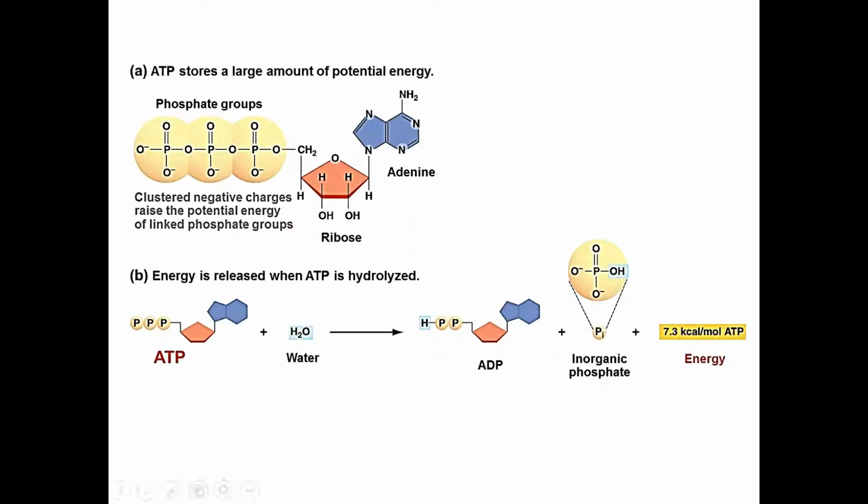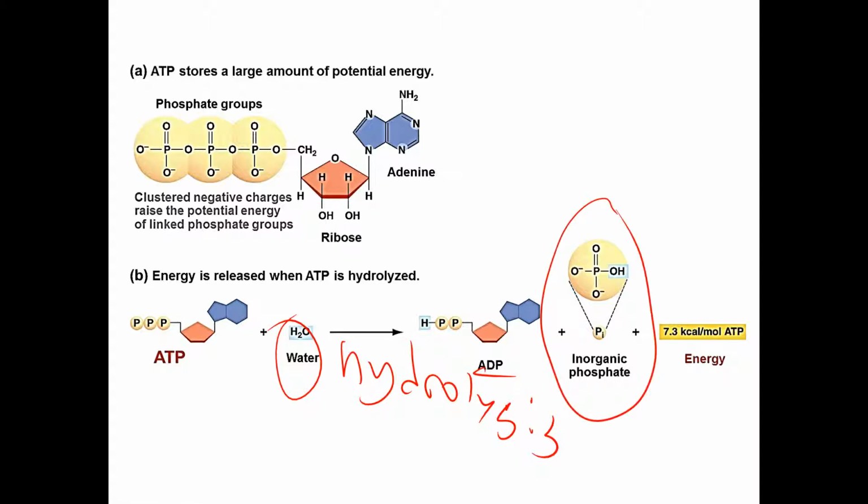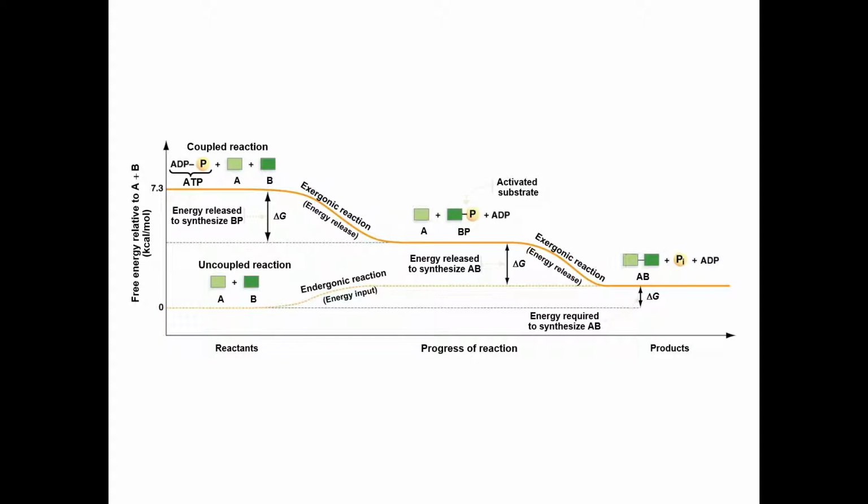Alright, so here you have ATP, you add water, so through a hydrolysis reaction, you break apart ATP into ADP and inorganic phosphate, and you also release energy. Now, this energy can be used to do work. So again, remember, your exergonic reactions are coupled with your endergonic reactions.